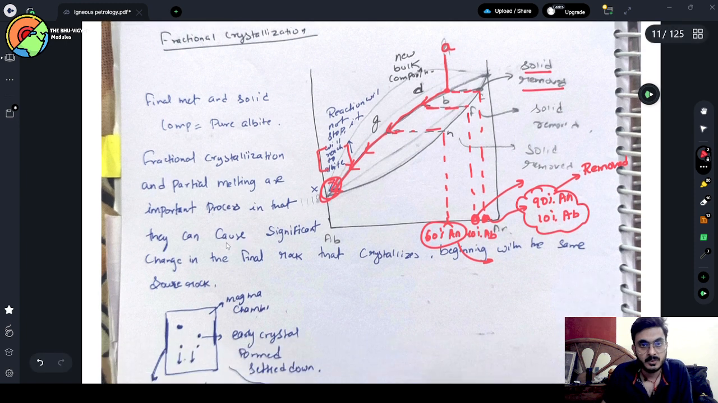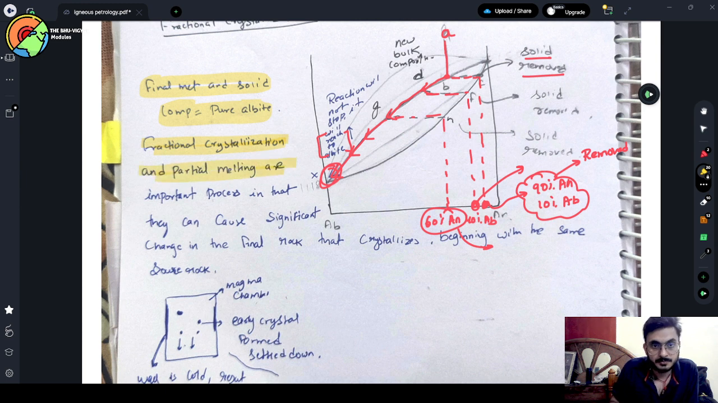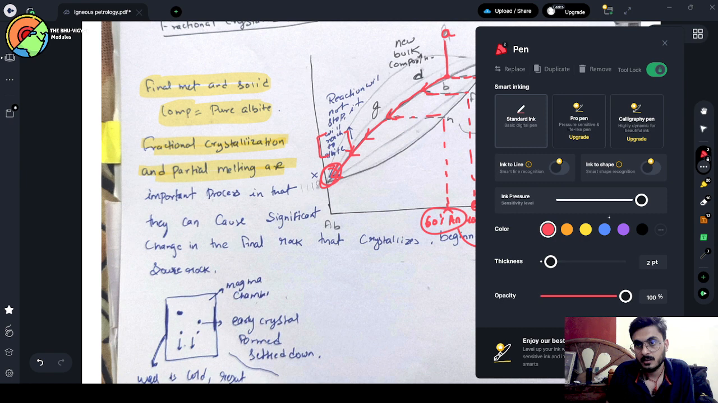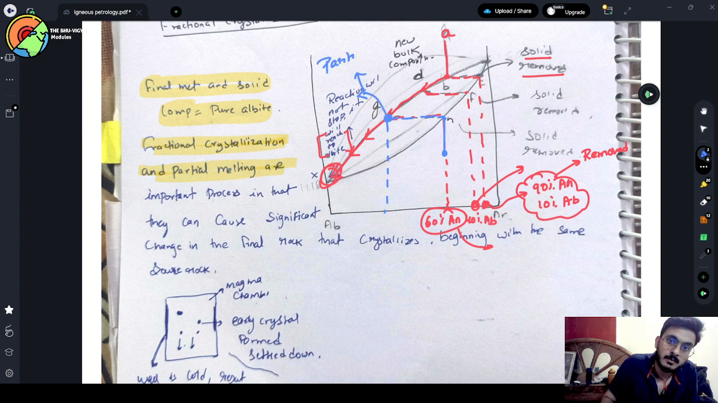This I have written. So the final melt and solid is of composition of pure albite. So fractional crystallization and partial melting: partial melting means whatever melt is formed, if you go in the opposite direction, like if my bulk composition is here, for example, so this is my first melt which is forming, so I will look on this side. So this is the composition of the first melt. So if this is removed, then this is known as partial melting.